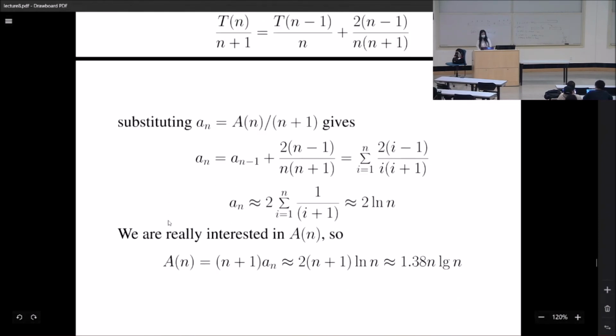Here, substituting A of n, capital A of n divided by n plus 1, it gives the formula here. And now we can see from the formula that actually it will be 1.38 n log n, and 1.38 is a constant. So that's how you get the time complexity. Any questions?